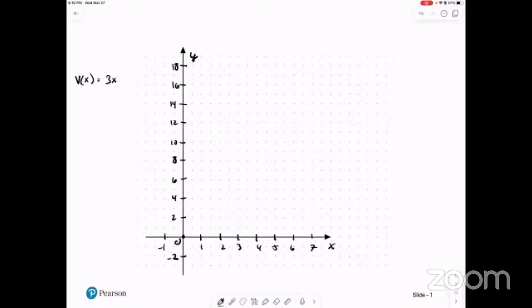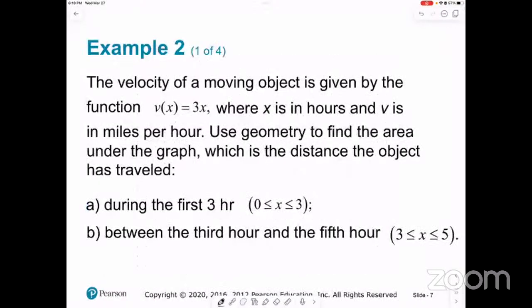All right. So let's look at the instructions one more time. We've been spending most of the time creating a graph. It says use geometry to find the area under the graph, which is the distance the object has traveled for the first. So we want the area as x goes from 0 to 3, and as x goes from 3 to 5. Okay, so let's graph v of x equals 3x.